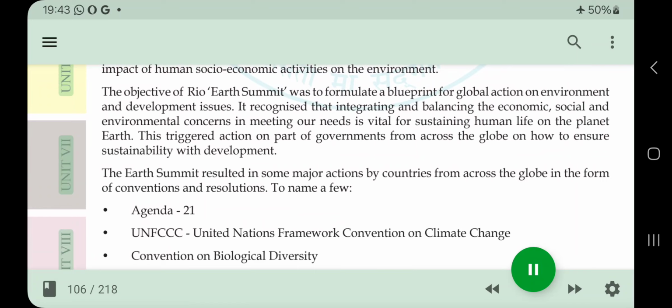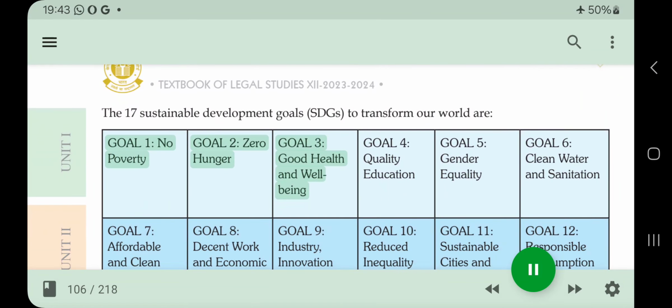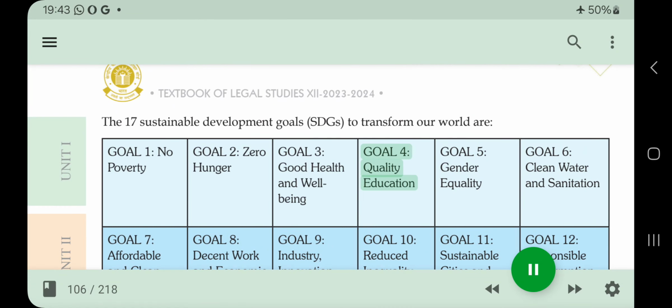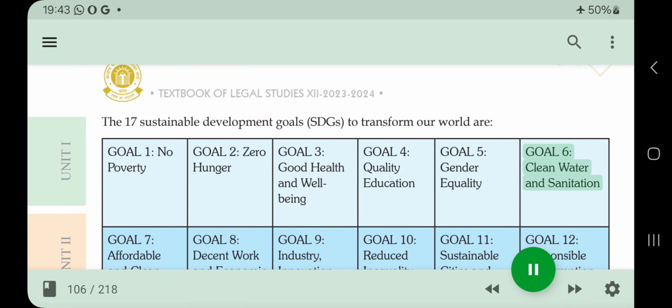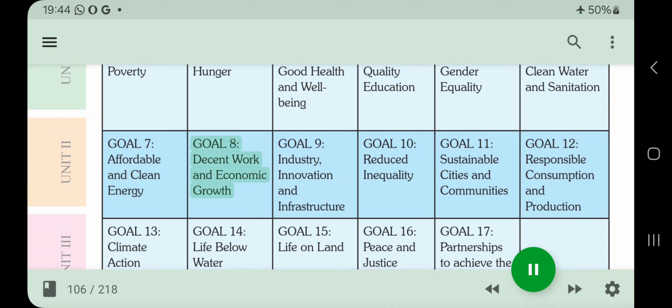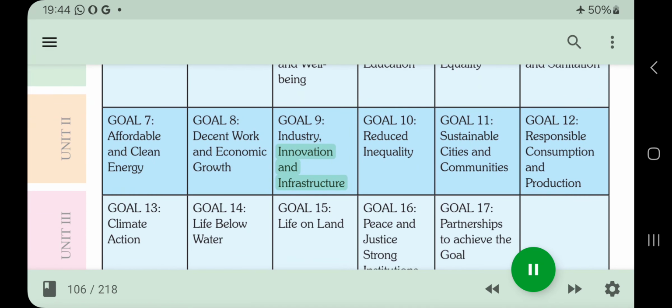The 17 Sustainable Development Goals, SDGs, to transform our world are: Goal 1, No Poverty. Goal 2, Zero Hunger. Goal 3, Good Health and Well-being. Goal 4, Quality Education. Goal 5, Gender Equality. Goal 6, Clean Water and Sanitation. Goal 7, Affordable and Clean Energy. Goal 8, Decent Work and Economic Growth. Goal 9, Industry, Innovation and Infrastructure.